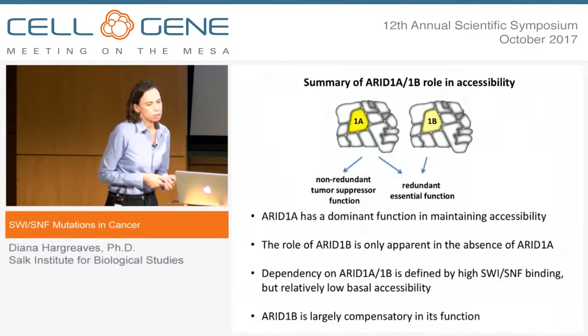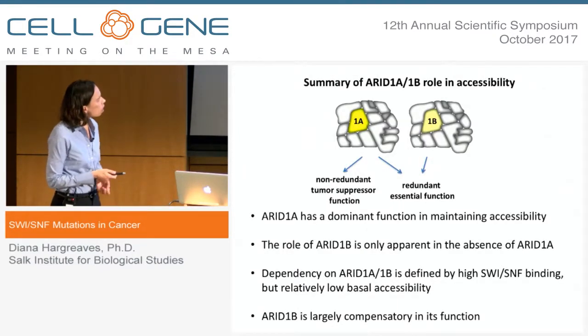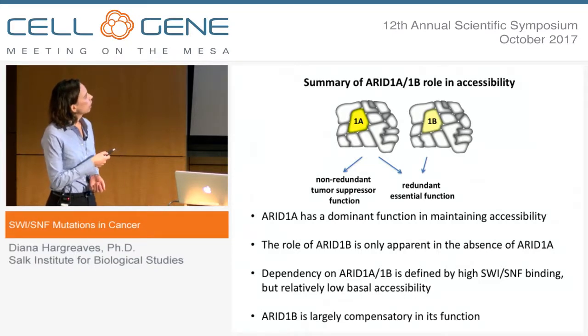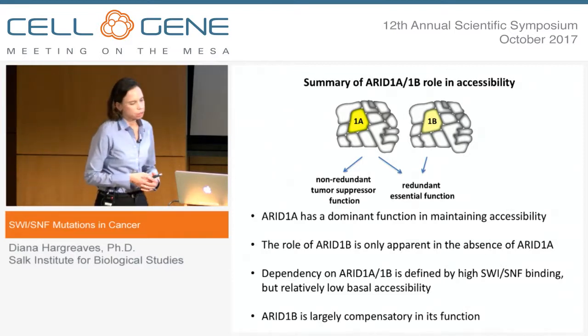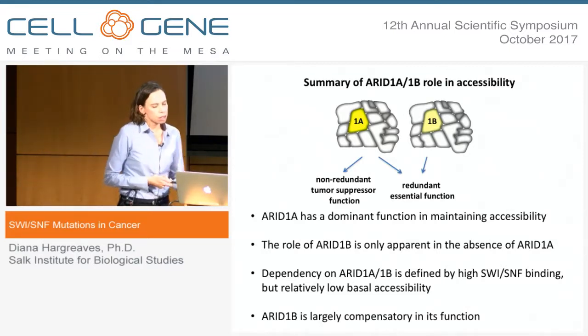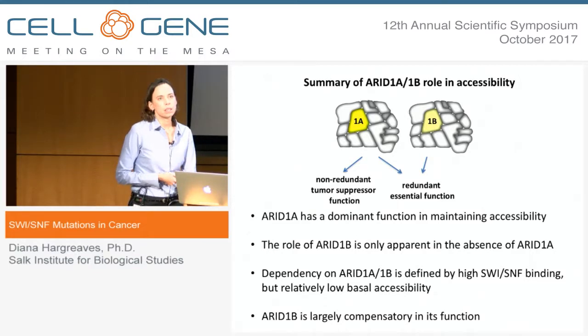So this is just to summarize our findings here. We found that ARID1A has a dominant function in maintaining accessibility. The role of ARID1B is really only apparent in the absence of ARID1A, underlying this synthetic lethal relationship. The dependency on ARID1A and ARID1B is defined by high SWI/SNF binding, and we find that ARID1B is largely compensatory in its function.